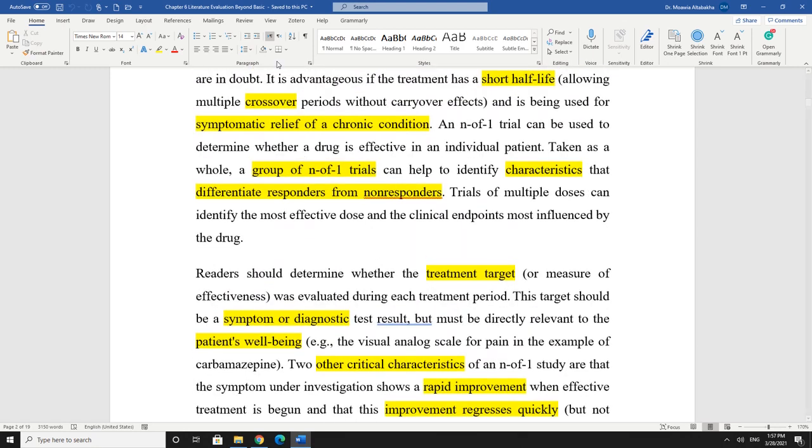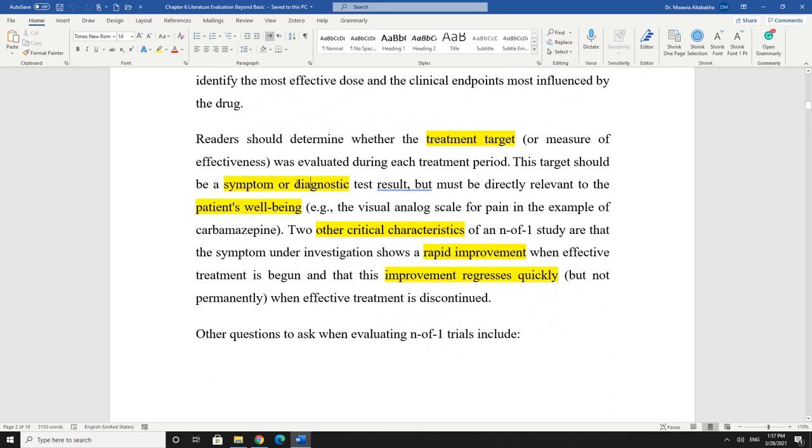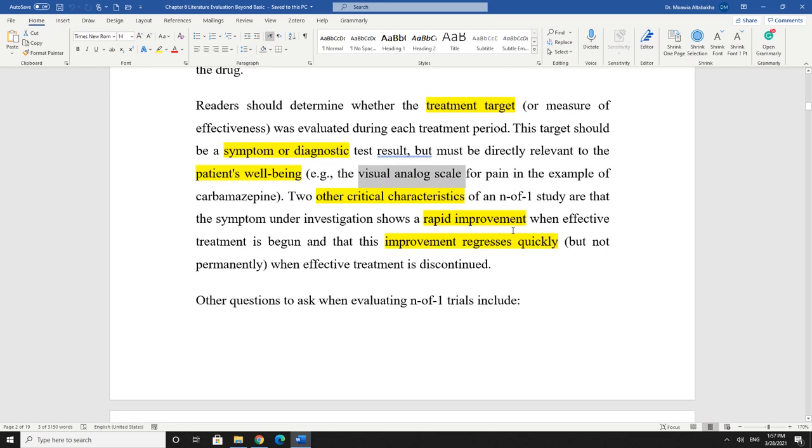Again, although we are looking at symptomatic relief, this can be done through a diagnostic test, for example, or in most cases it's a symptom measured by a visual analog scale. Meaning we will ask the patient, for example, from 1 to 10, how do you feel your pain? Okay. Now, how do you judge if the responder benefits from the treatment or not?